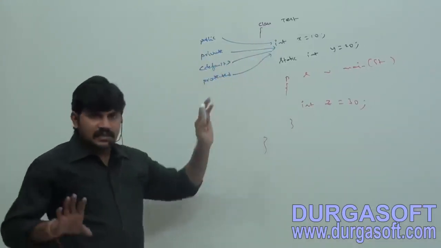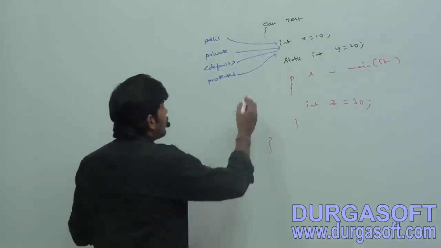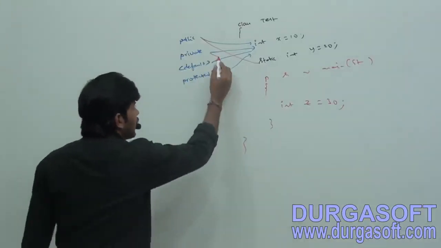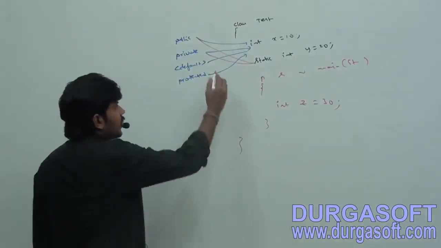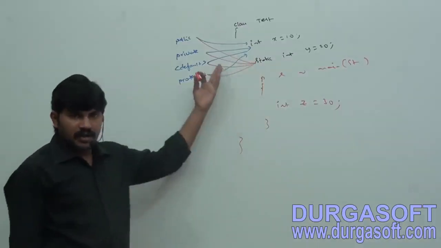Now the corresponding access by default will be there, scope by default will be there. The same rule is applicable for the static variable also. If the static variable is declared as public, private, default, or protected, the same rules apply, right?